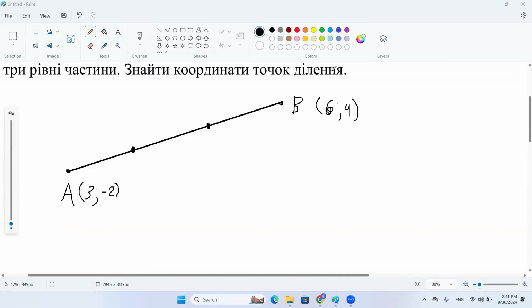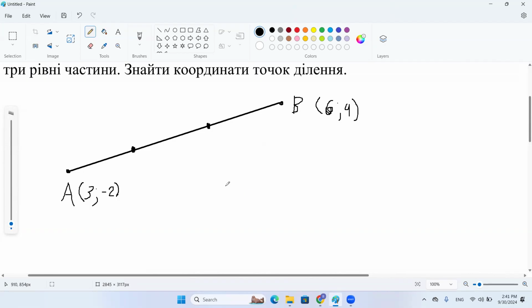Yevgen? I think we need to find the step that we need to do between the points. Yeah, we actually need to divide it by 3. So we know how to find the middle part of the segment, but we need to find it. It can be divided in different ways, not only in the middle.